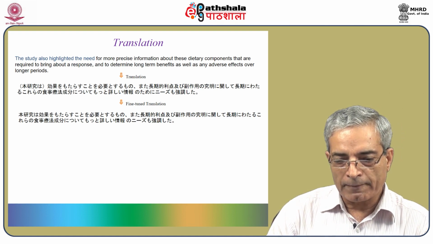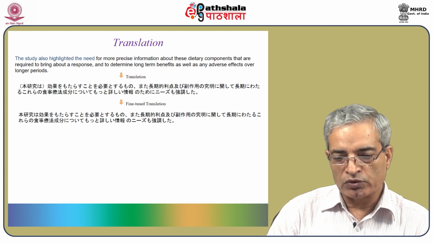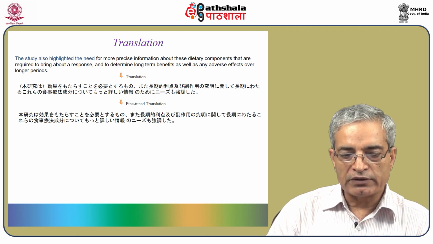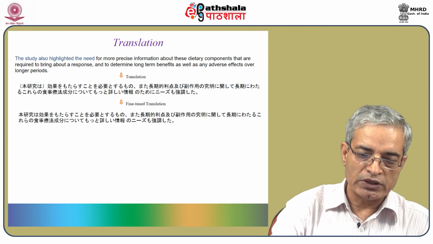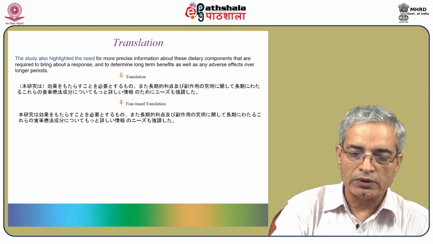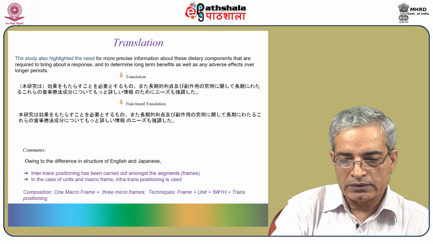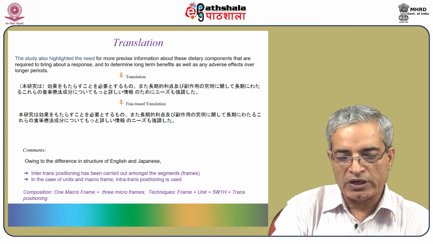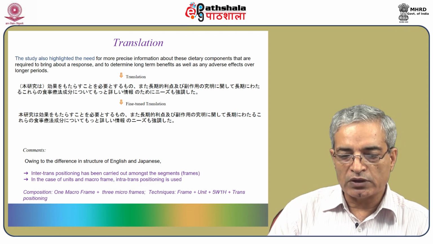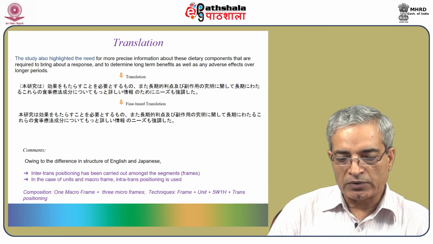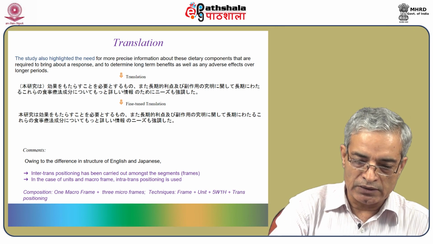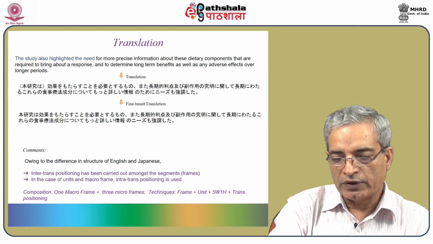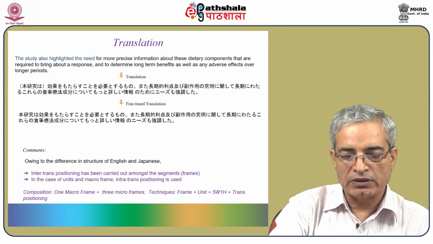It's hon kenkyu wa koka o motorasu koto o hitsuyo suru mono mata choki teki riten oyobi fukusayo no kyume ni kanjite choki ni wataru korera no shokuji ryoho seibun ni tsuite motto kuwashi joho no needs mo kyochoshita. And the comments are, owing to the difference in the structure of English and Japanese, intertranspositioning has been carried out amongst the segments. In the case of units and macroframe, intratranspositioning is done. The composition was 1 macroframe, 3 microframes, and the techniques used here were frame, unit, 5W1H, and transpositioning at the end.